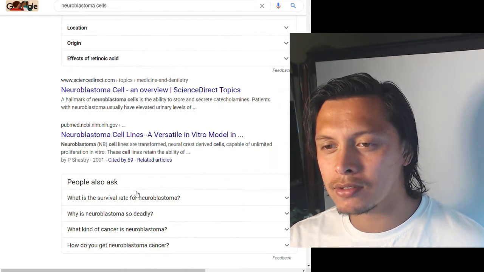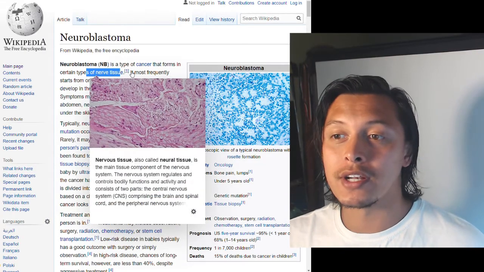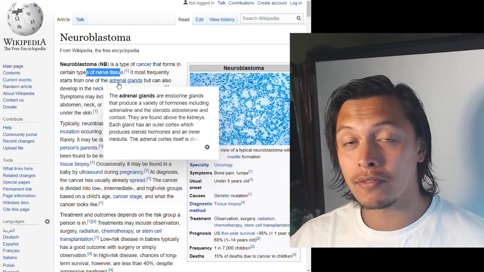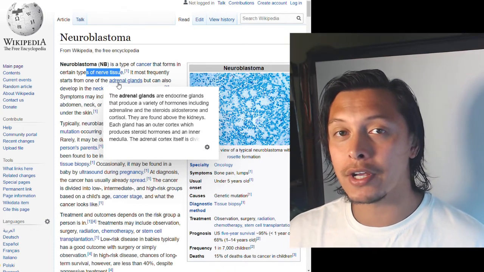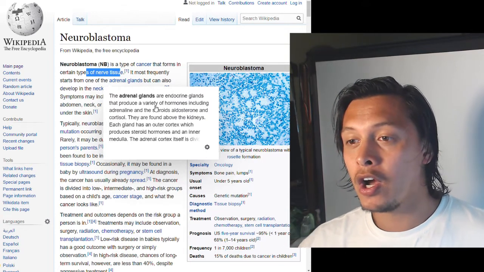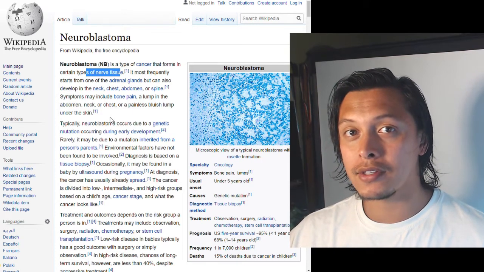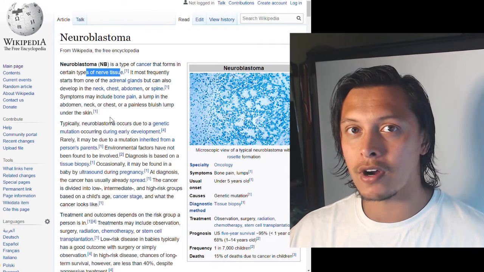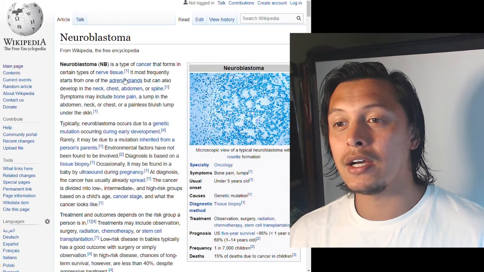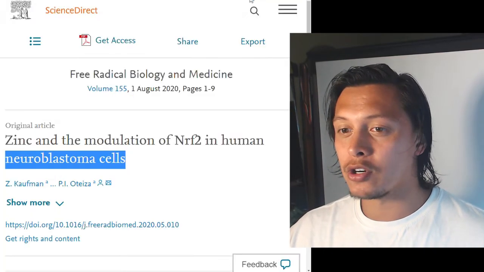So neuroblastoma, let's go to Wikipedia. Neuroblastoma is a type of cancer that forms in certain types of nerve tissue, and it most frequently starts from one of the adrenal glands. Remember, these adrenal glands are part of the nervous system, but they produce a lot of very important hormones for your body. For instance, the adrenal glands are endocrine glands that produce a variety of hormones, including adrenaline and the steroids aldosterone and cortisol. So think of the adrenal cortex. This is where you get your corticosteroids from. So neuroblastomas are a type of cancer that form most frequently within the adrenal glands. Just so you know, that is what a neuroblastoma is.